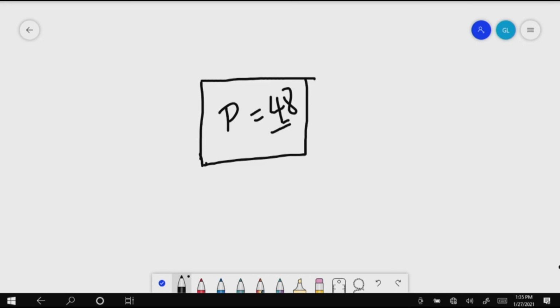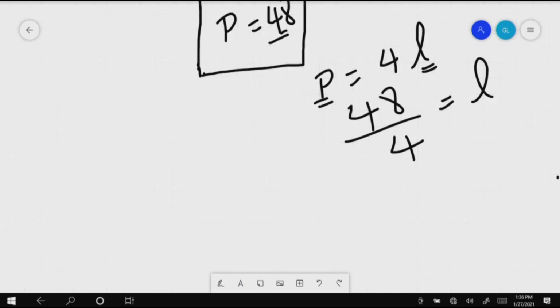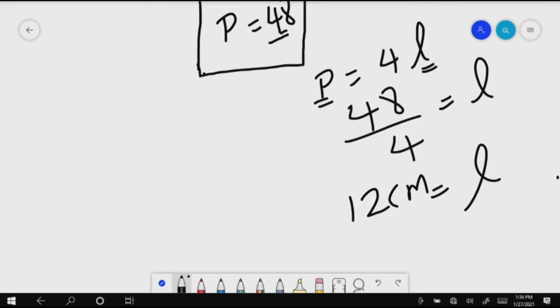Now, the perimeter of a square is 4L. That is 4 times the length gives us the perimeter. Now, if we know the perimeter, can we find L? Yes, we can. We take the perimeter, which is 48, divided by the 4 sides, to give us 1 length. If we know the length, it would have been 12 cm. Now that's the length of one side.